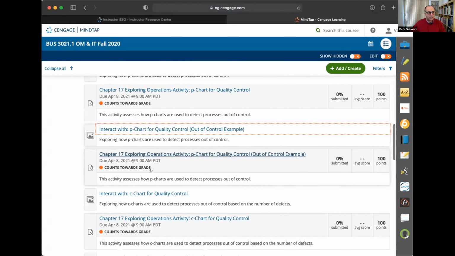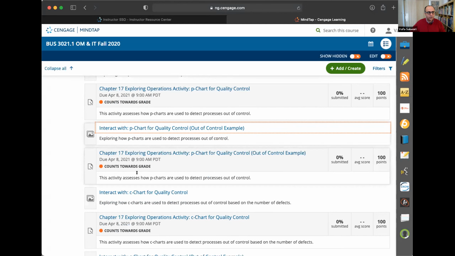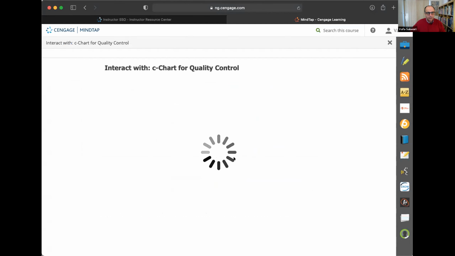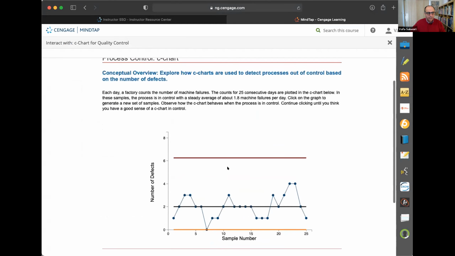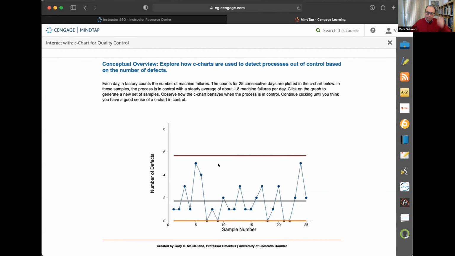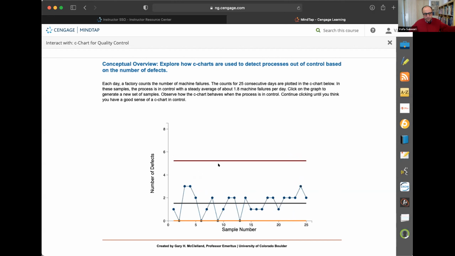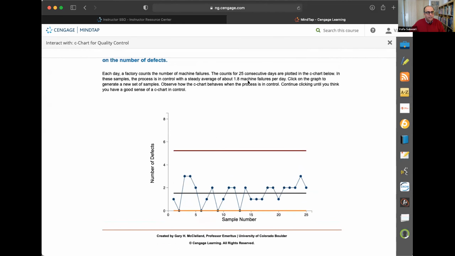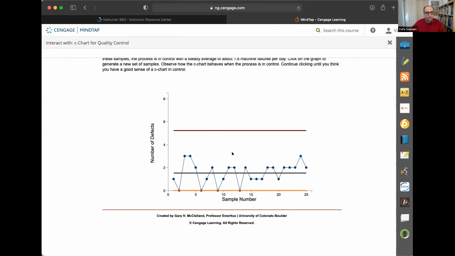So that's a P chart that you need to interact with, and there are two assignments. Assignments are pretty straightforward. Just click on the chart and answer a few questions. And then we have C charts, again basically the same format and technique. Click on it every time it draws a sample of 25 and basically builds a C chart for you.